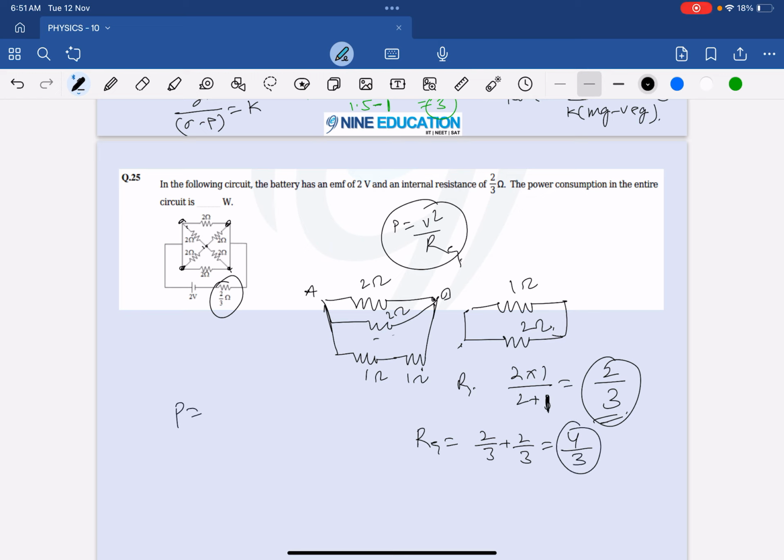So what is our power? Power is going to become V square by R. Now what is V here? Sir, it is 2, so V square is 4. R is how much? It is 4 by 3. So it is 4 times 3 by 4, and power is going to become 3 watt. Correct? So we are able to see that that is our correct answer.